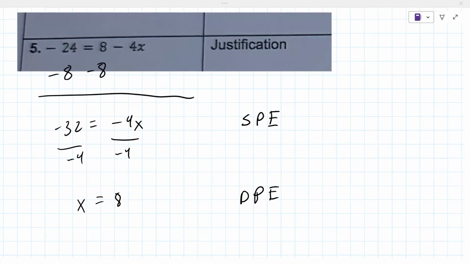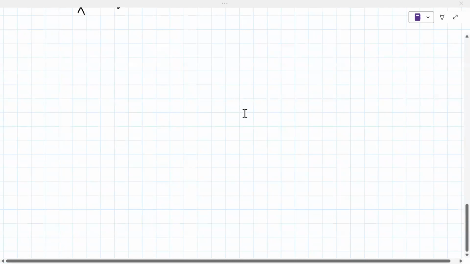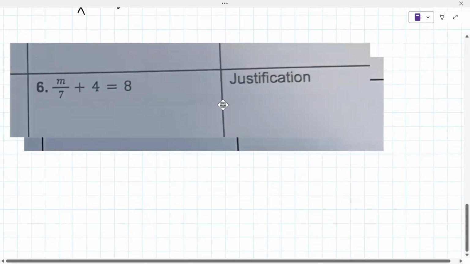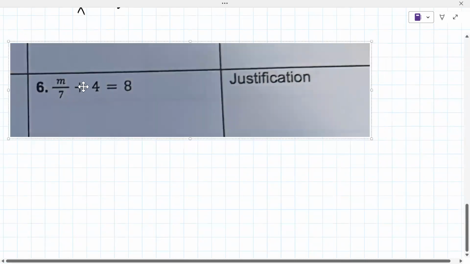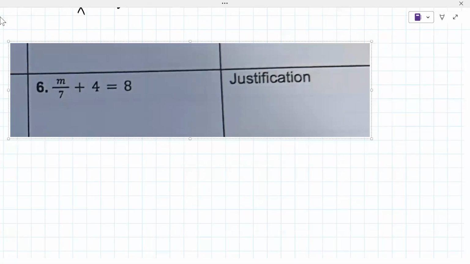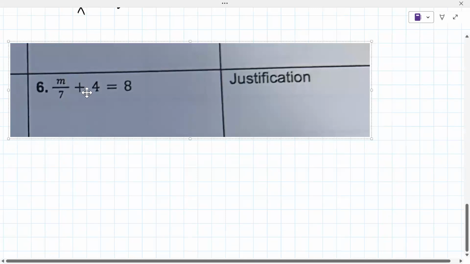6 is a little bit different. It's got a fraction, but you still undo addition and subtraction before multiplication and division. So you undo the +4. You always look at the side with the variable. I guess that's more generally what I should be saying: you always look at the side with the variable, and undo addition and subtraction before multiplication and division.